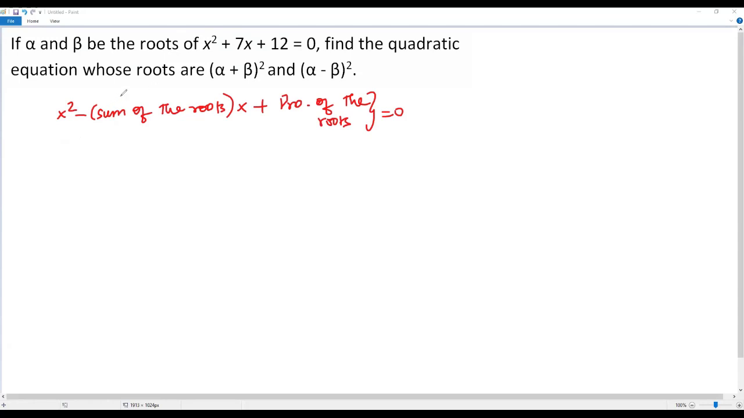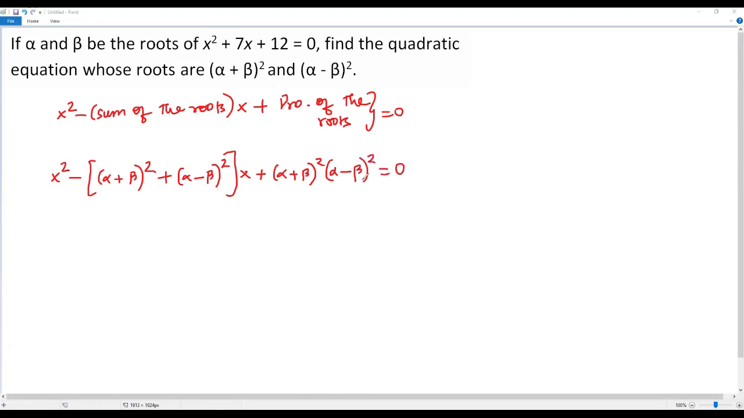Here the quadratic equation that we are going to find has two roots, (alpha + beta)² and (alpha - beta)². Then we have x² minus. To get the sum of the roots, we add these two given terms, that is (alpha + beta)² + (alpha - beta)². This expression is the coefficient of x. Then the product of the roots means we multiply these two roots, so (alpha + beta)² times (alpha - beta)² equals 0. Once I get the values of (alpha + beta)² and (alpha - beta)², I'll be able to get the required quadratic equation.